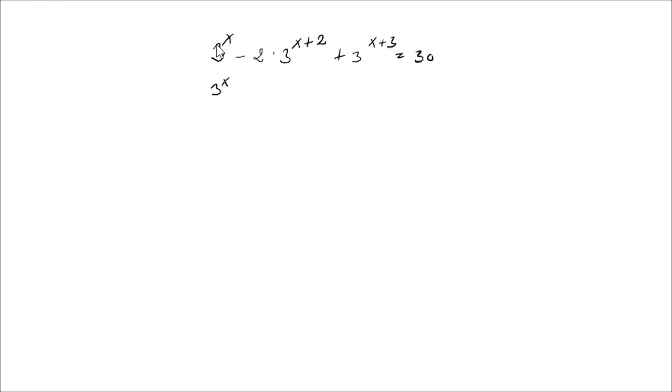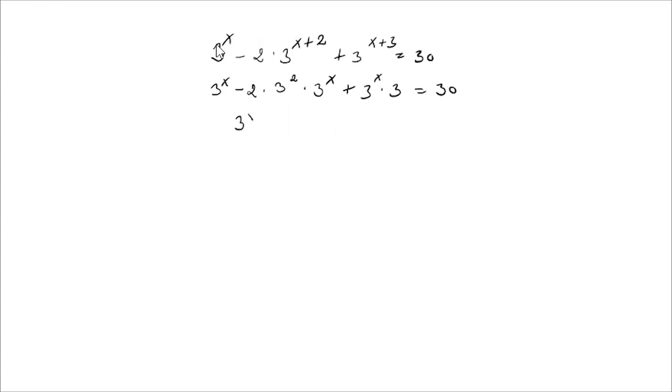And here we have 3 to the power of x minus 2 multiplied with 3 to the power of 2 multiplied with 3 to the power of x plus 3 to the power of x multiplied with 3 equals 30. I have rewritten my first equation.